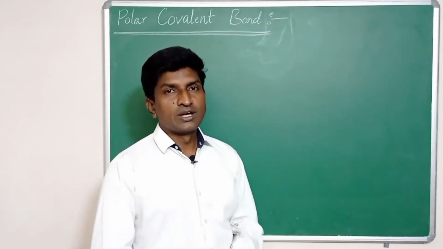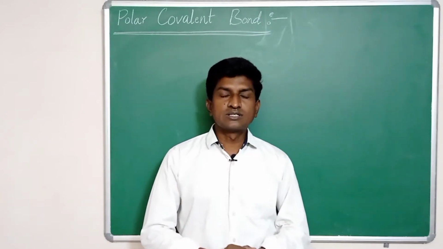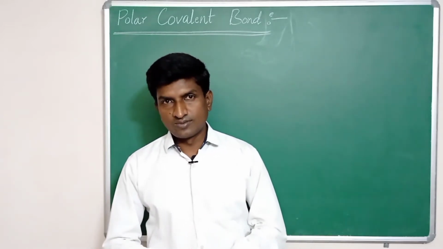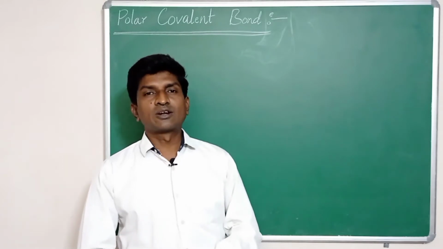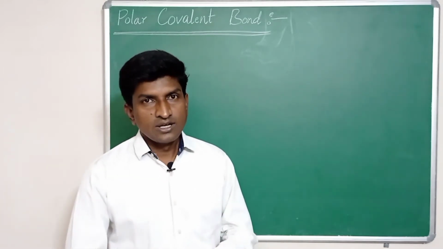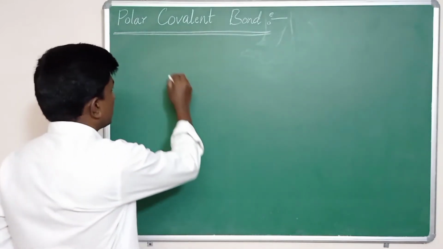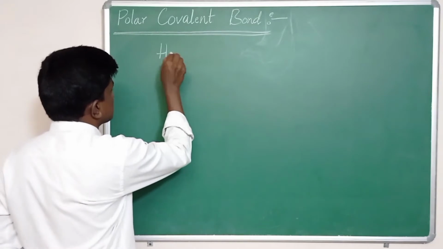We know that the covalent bond is formed due to mutual sharing of electrons by two atoms. A pair of electrons is shared by two atoms. Then let us discuss a few examples of covalent bond. So first, the formation of hydrogen gas.